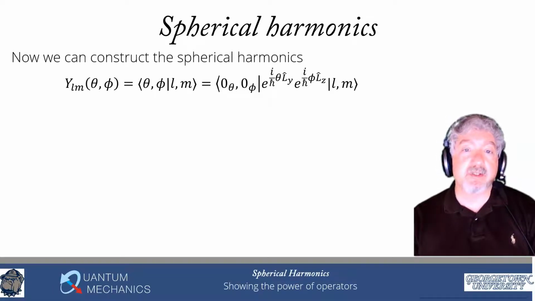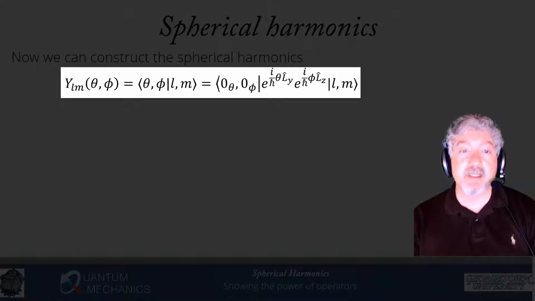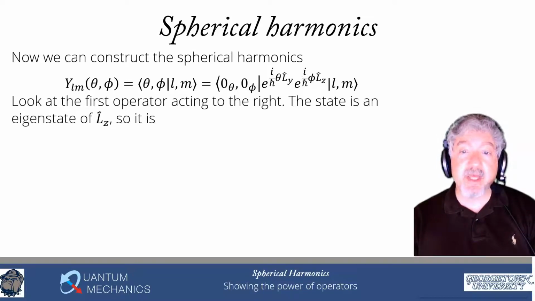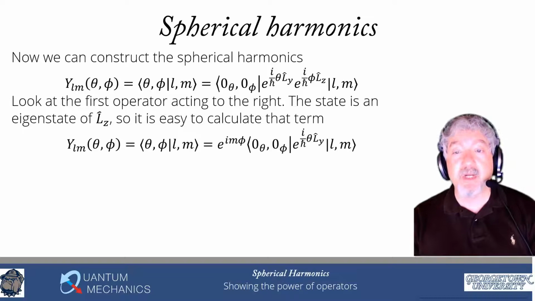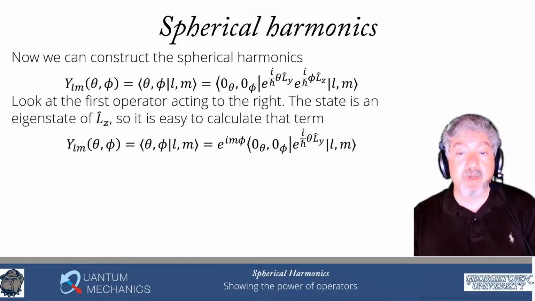And so they're simply written in this form. I take the overlap of the rotated state at theta phi with the angular momentum state Lm. I rewrite that in terms of the North Pole state with the operators. And now if you look at the first operator, the one acting to the right on the Lm state, the state Lm is an eigenstate of Lz. And so we can immediately figure out what happens when that operator acts on the state Lm. It's going to just give me an e to the i m phi. And so I can just pull that operator out and boom, I'm done with that operator. Now I'm still left with another operator here.